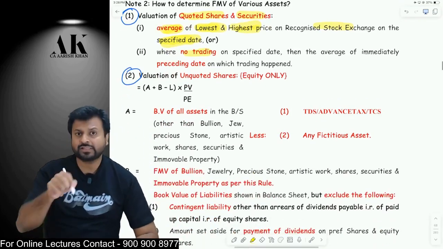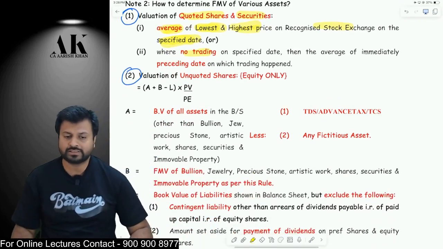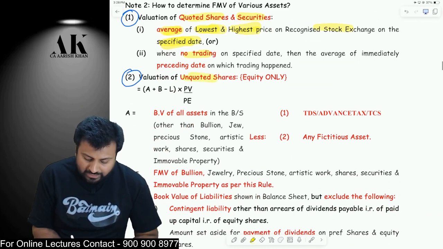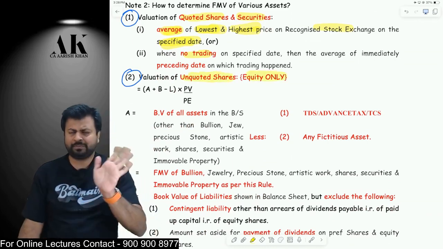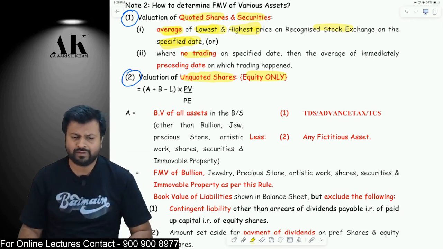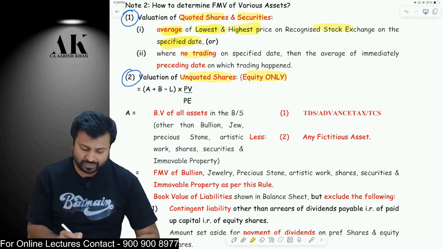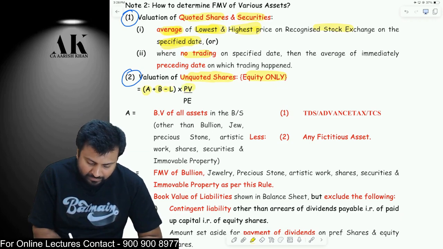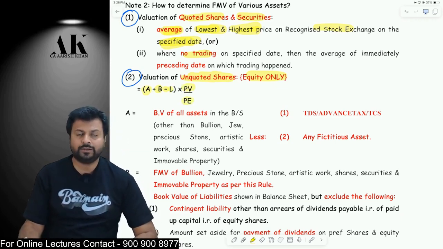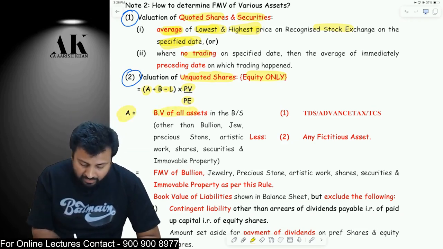Okay. Now the next one is the most important part and the most difficult part of this calculation. That is how to value unquoted equity shares, not preference shares. For preference shares, there is a simple way. For unquoted equity shares, there is a long way. That is (A plus B minus L) into paid up value divided by paid up equity. Okay. What is A now? A is the book value of all assets.